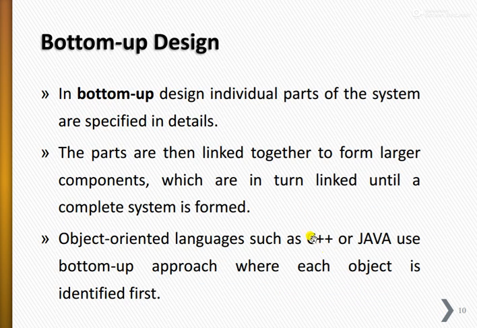And in bottom-up design, individual parts of the system are specified in detail. The parts are then linked together to form larger components, which are in turn linked until the complete system is formed. So the difference in bottom-up design is that we actually start with the individual parts first, not the bigger picture. Try to create some individual or basic parts first, then link them up to form larger components, and in that way we go from bottom to up, until a complete system is formed.